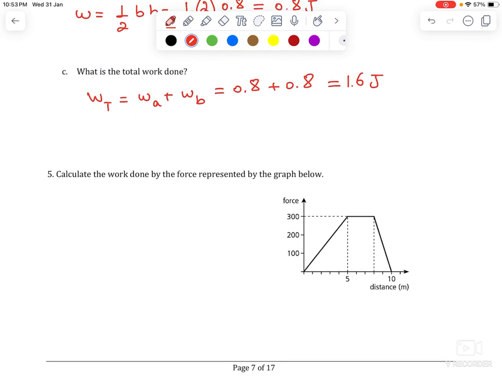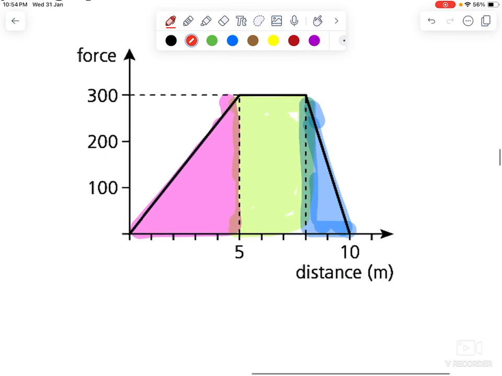Question 5, I need to calculate the work done by the force by the graph, the whole thing. So I will divide it into the first triangle and the second triangle, the second area, which is a rectangle, and finally another triangle. Now the area of each, let me do it here.